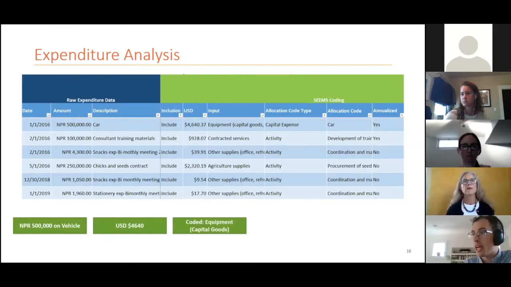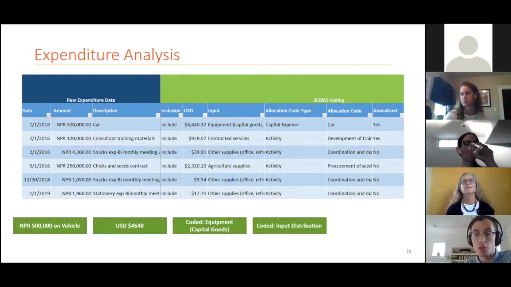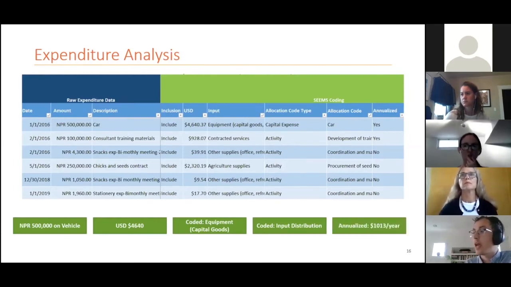It allows you, the analyst, to code that expense as an equipment or capital goods cost. In this case, let's say that we think this vehicle was only ever used for a distribution of agricultural inputs, and you can code it that way. If you think that this car was used for 5 or 6 different activities and you know the distribution of those activities because of your qualitative data collection, the spreadsheet lets you do that as well and allocate across multiple activities. And you annualize this cost because it's a large upfront capital expense.